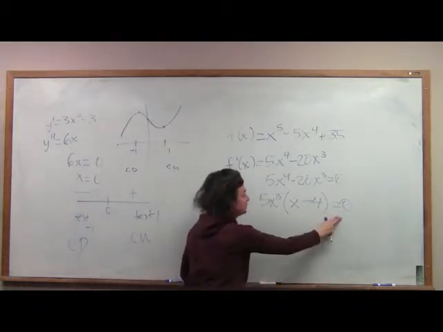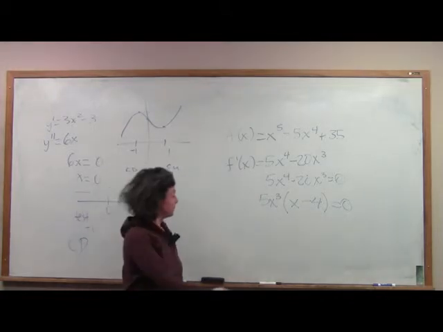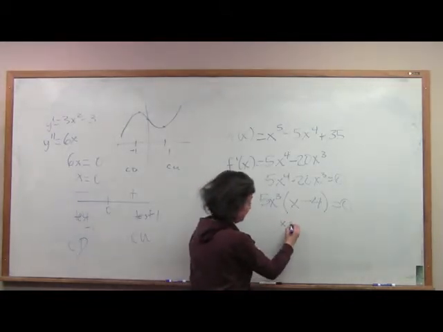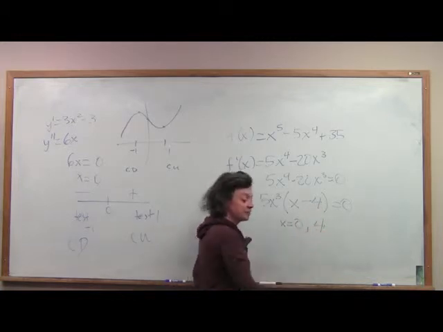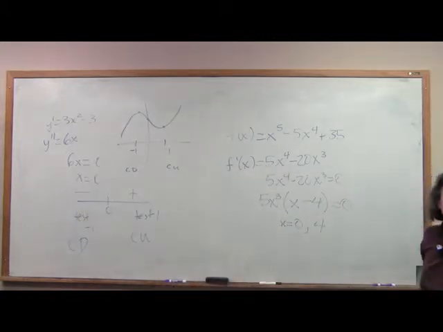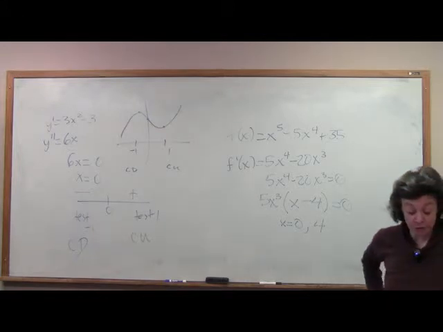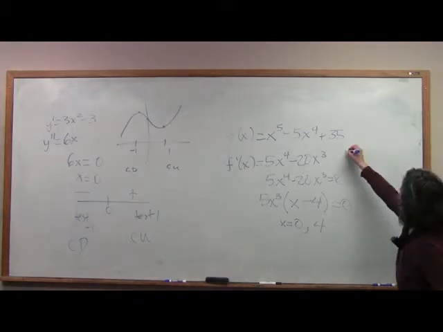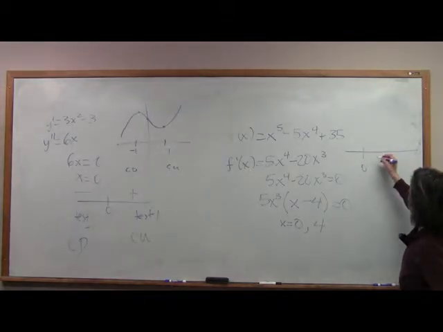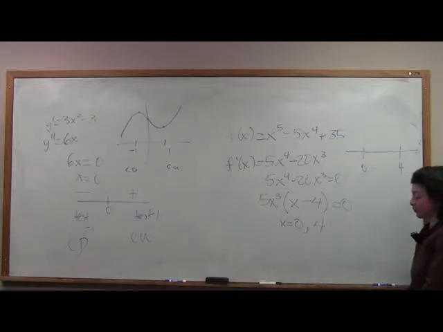Notice I have the product of two things equal to 0. What makes this first guy 0? 0. And what makes the second term 0? 4. So 0 and 4 are my two critical points. Now what I want to do is characterize them. So I'll do that right here. Here's 0 and here's 4.